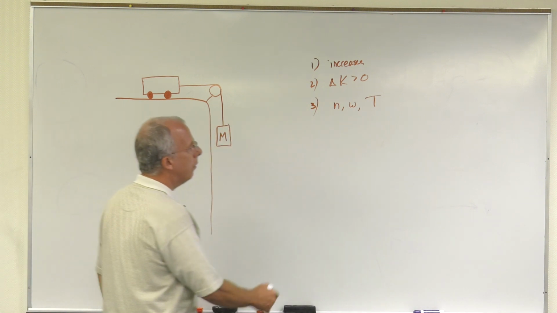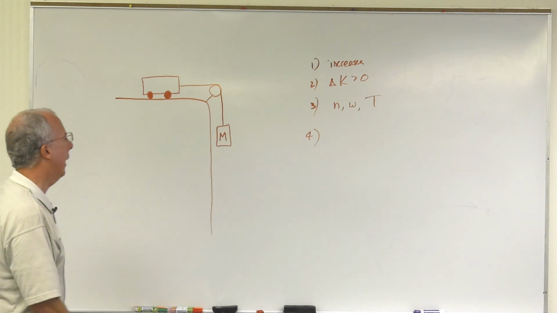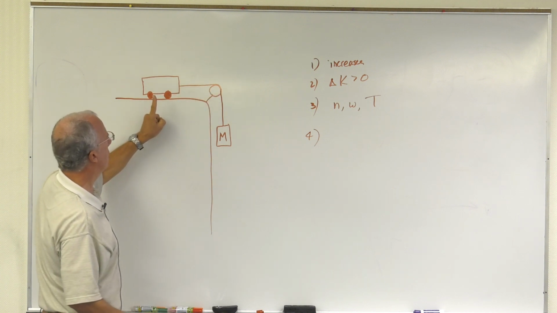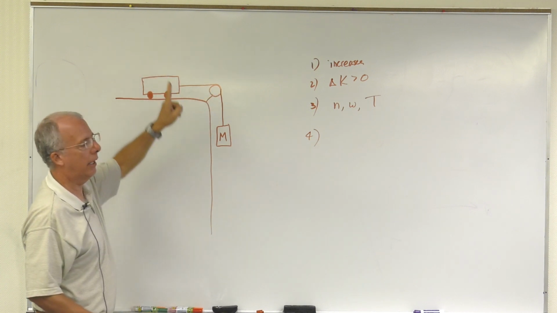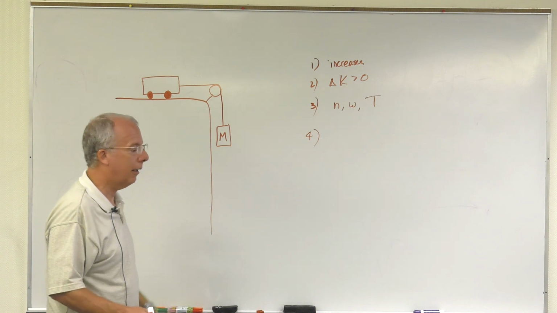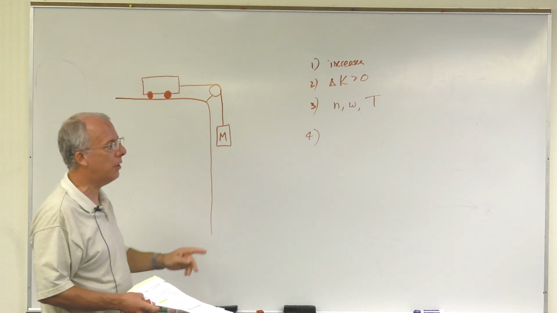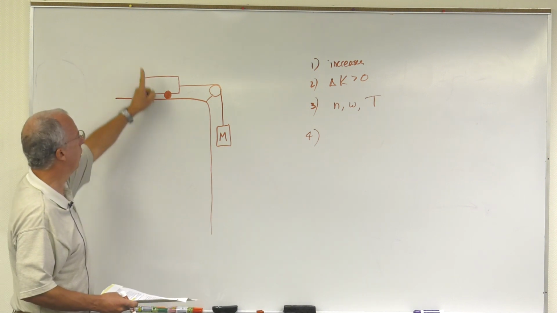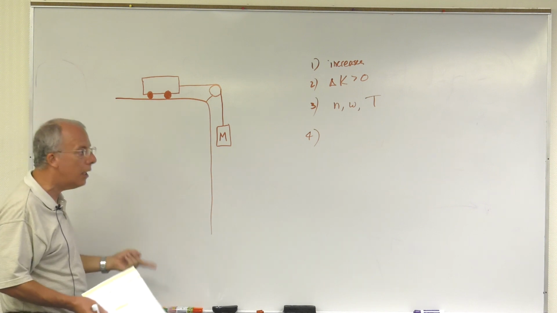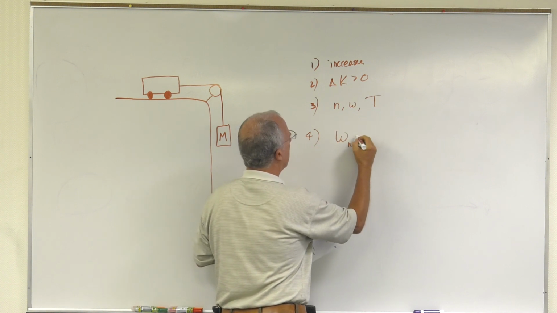4. For each of the forces, is the work positive, negative, or 0? All right. The cart's moving in this direction. What's the work done by the normal force? Can the normal force change the speed? Of course not. So the work is 0, or you can just go by the definition. What's the angle between the normal force and the ds? 90. What's cosine of 90? 0. So the work done by the normal force is 0.